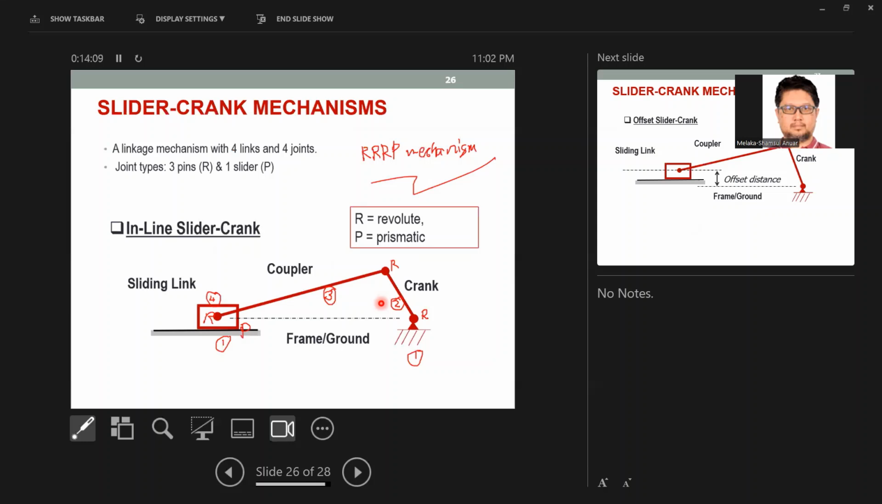So slider crank is the other common mechanism that we should be focusing on, and slider crank is also a single degree of freedom system. Like this one, if I move the crank, this slider will slide to the left or to the right accordingly. You cannot move independently. If I move the slider, the crank will have to follow. Because this is a 1 degree of freedom system, you either control the crank and this one follows, or you control the slider and the crank has to follow.